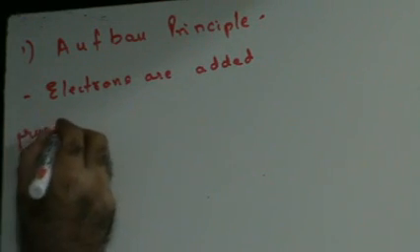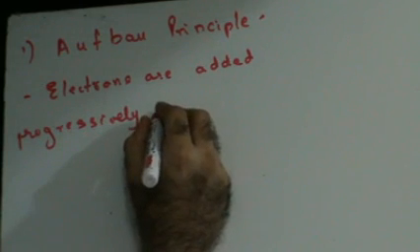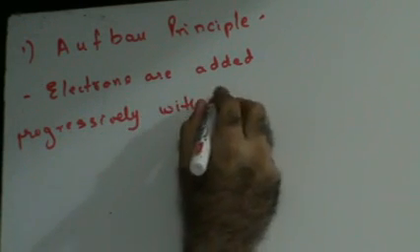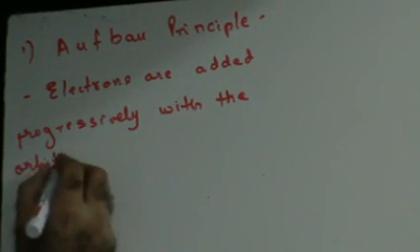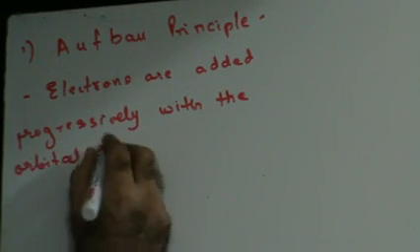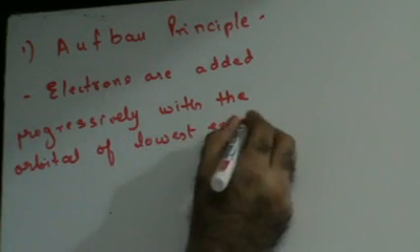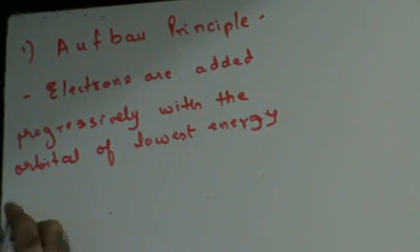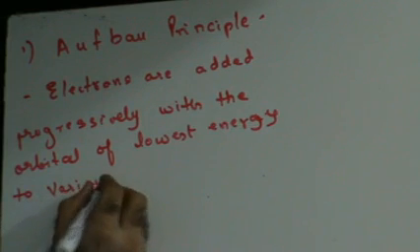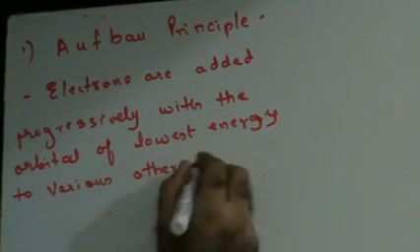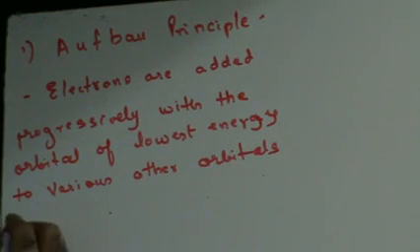Electrons are added progressively with the orbital of lowest energy to various other orbitals in the order of increasing energy.